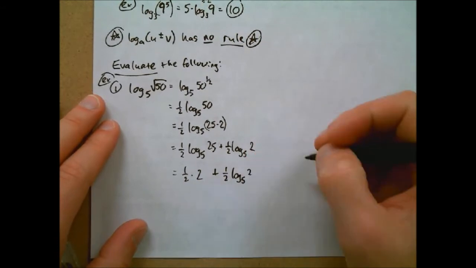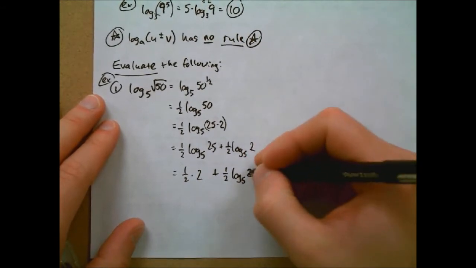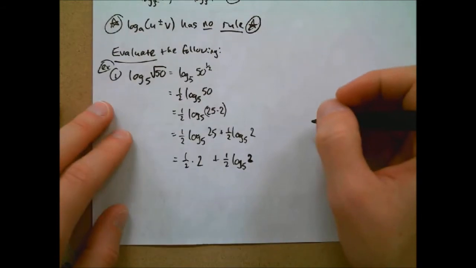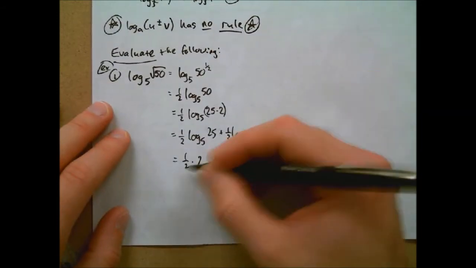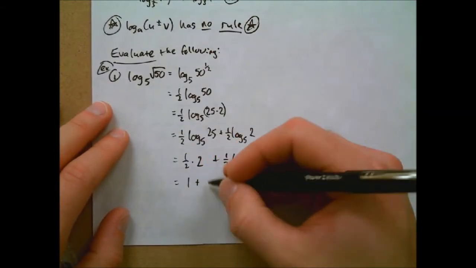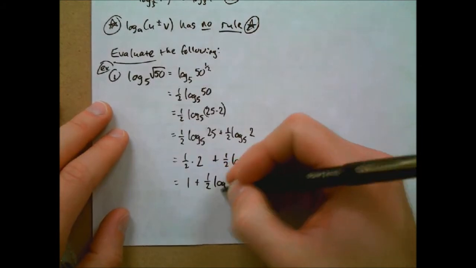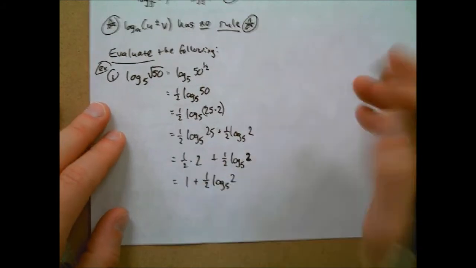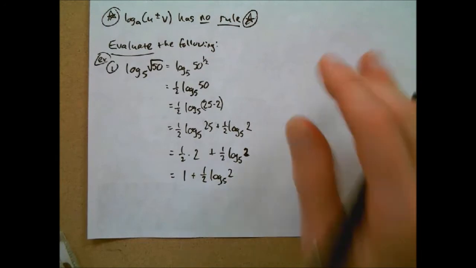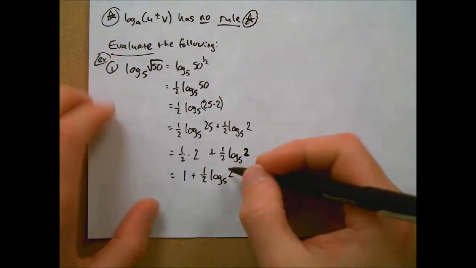No, unfortunately not. Not easily, right? So 1/2 times 2, though, we can say is 1. So we have 1 plus 1/2 log base 5 of 2. Okay, can we simplify that any further? No. So that's as far as we can get.